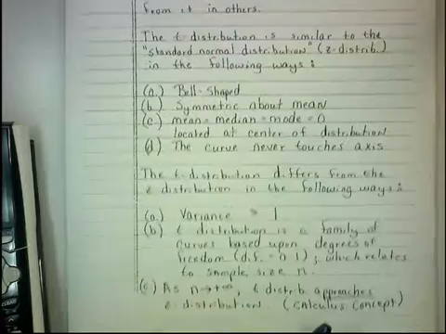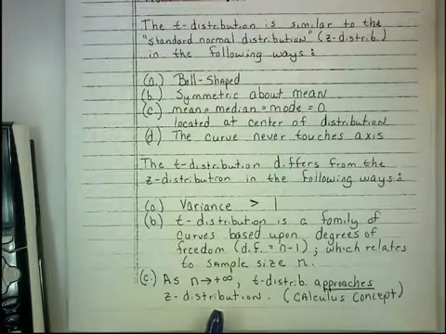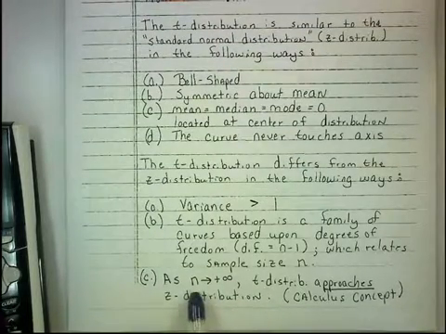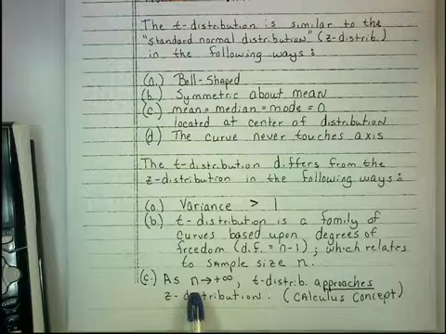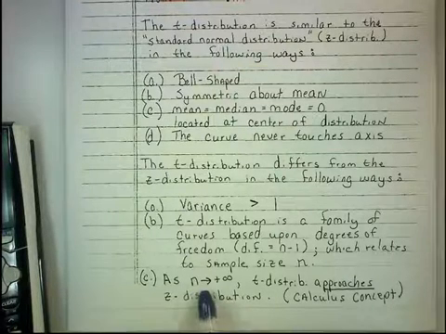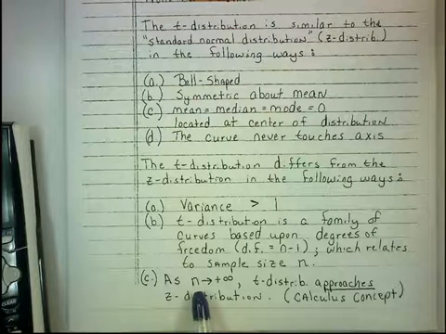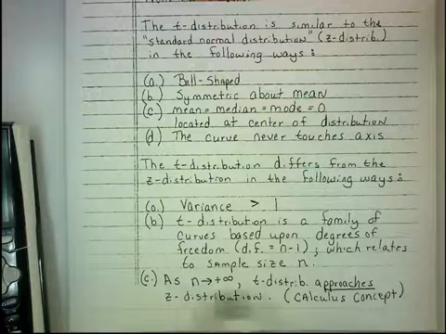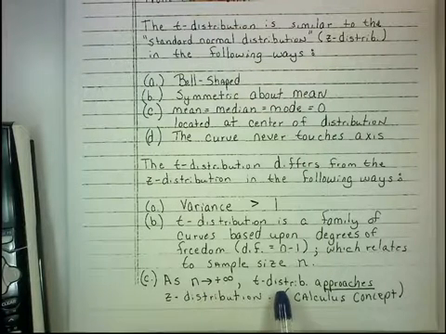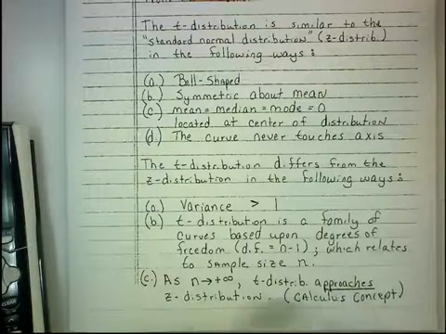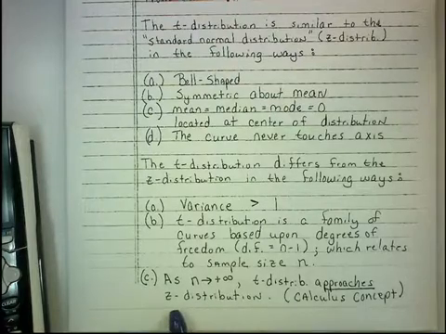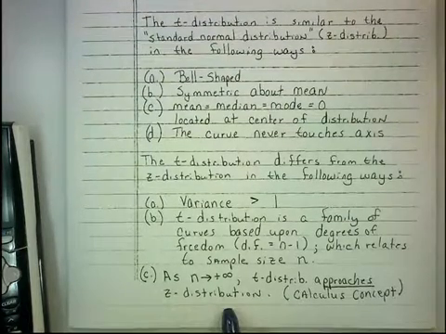And letter C is my favorite. It's calculus based. As your sample size, n, increases without bound, which means approaches positive infinity, it grows larger and larger and larger: 10, 100, 1,000, 10,000, 100,000, a million. The student t-distribution approaches and grows closer to the standard normal distribution, the z-distribution.